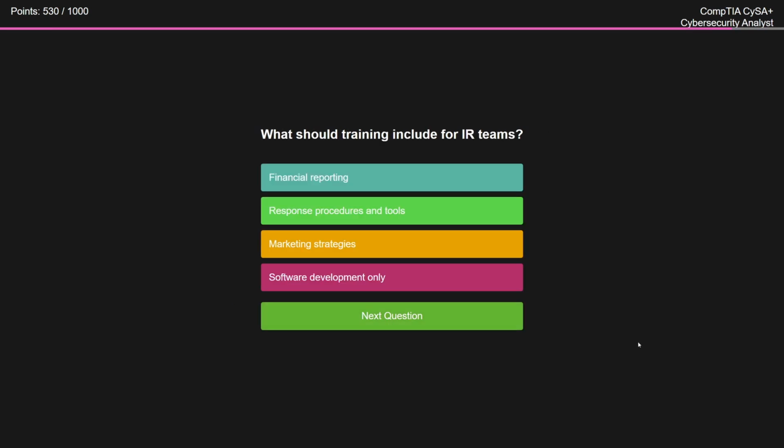What should training include for IR teams? IR stands for incident response. Is it financial reporting, response procedure and tools, marketing strategies, software development only? Well, for me, all these other ones don't really apply. The most important thing is response procedures and tools. Because why is an incident response team going to do financial reporting, marketing strategies, or software development? They're not doing that stuff. They're actually responding to incidents, like it says, incident response.